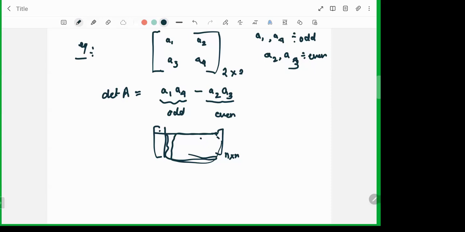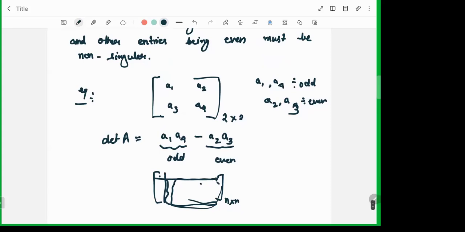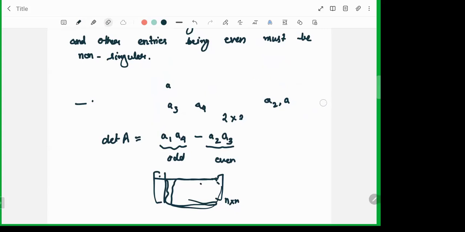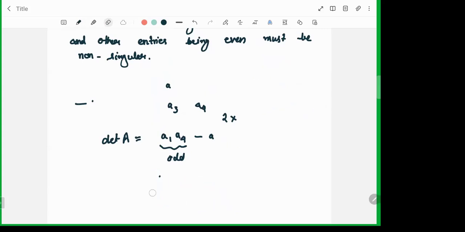Okay, let's see. So instead of using induction, let's do it this way. This is more or less clear intuitively, but let's do it precisely in another way by using the permutation definition. So, solution.